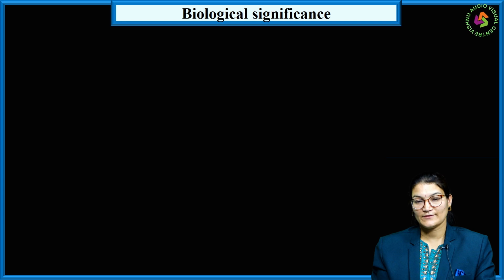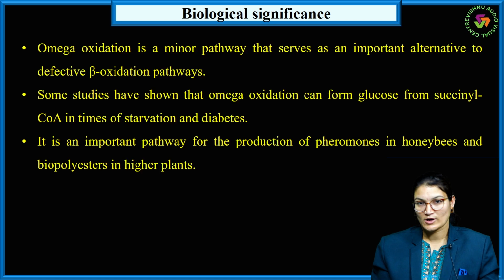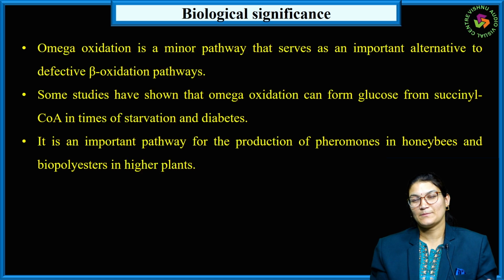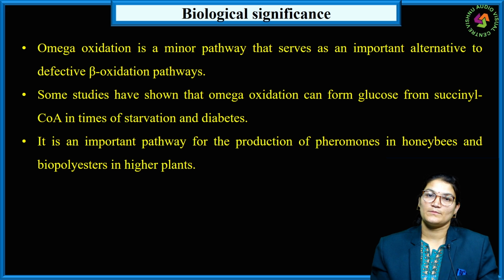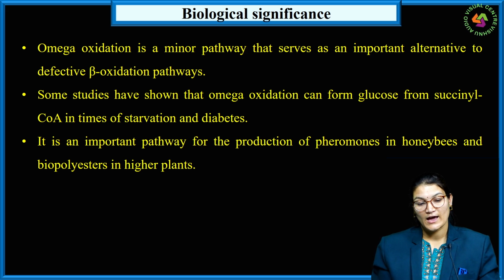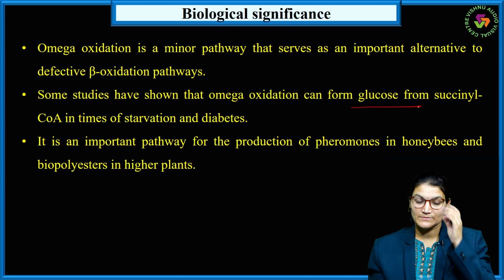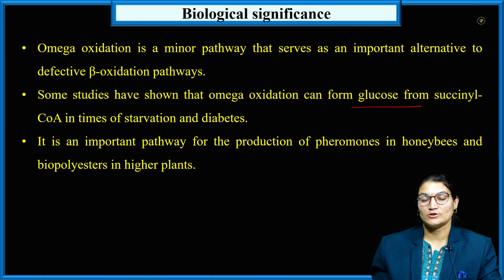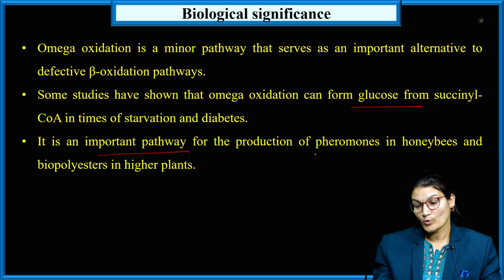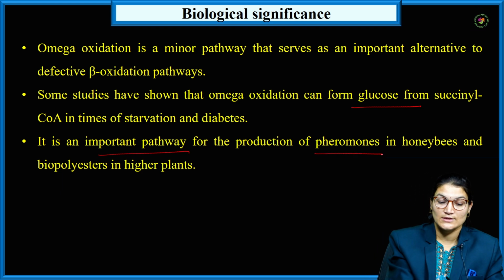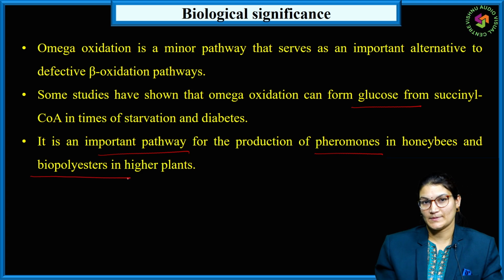The biological significance of omega oxidation is that it is a minor pathway. This happens only when the beta oxidation process is defective. Some studies have shown omega oxidation can also form glucose from succinyl coenzyme A during starvation and diabetic conditions, and it is an important pathway for the production of pheromones in honeybees as well as biopolyesters in higher plants.